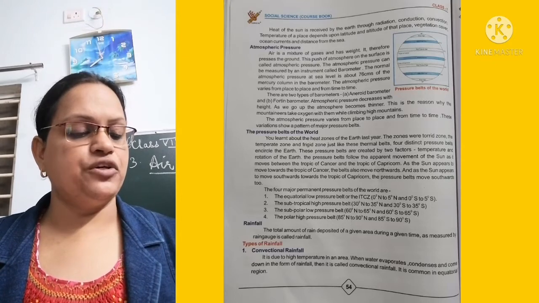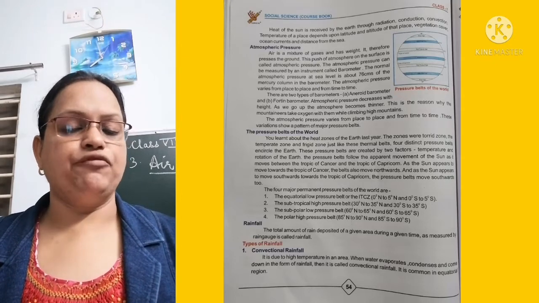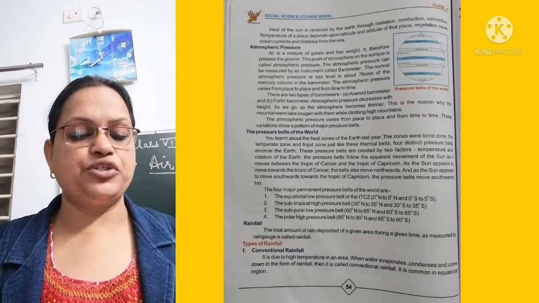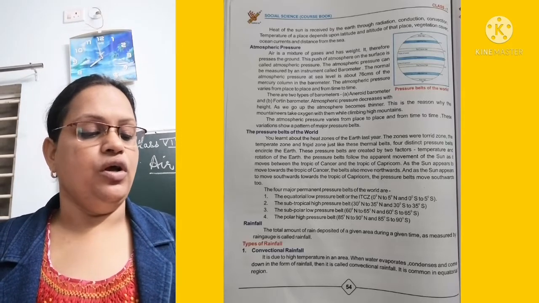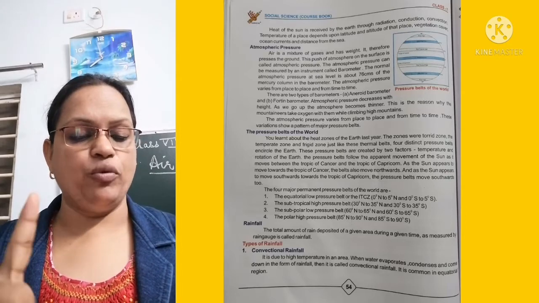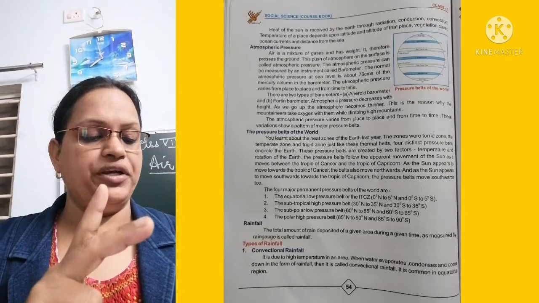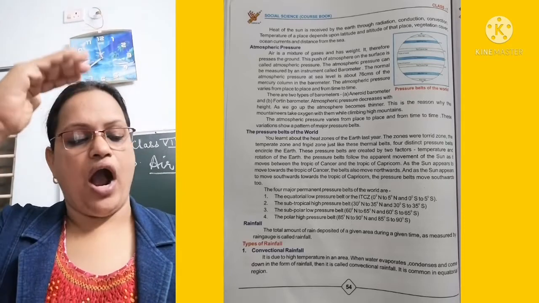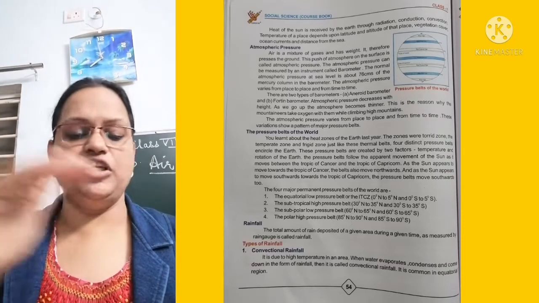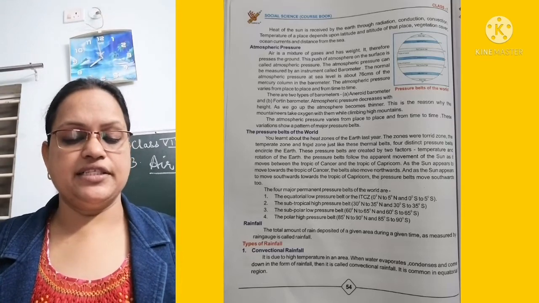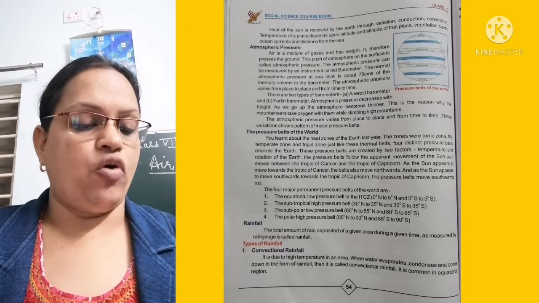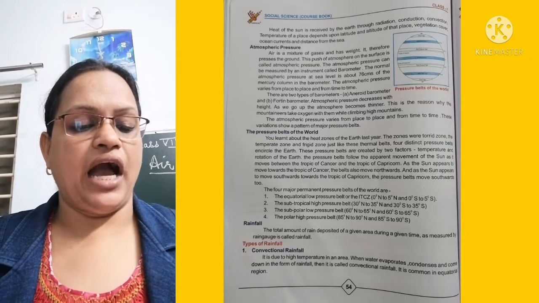The atmospheric pressure varies from place to place and from time to time. Now you can see in the picture they have given the pressure belts of the world, and types of barometer: aneroid barometer, fortin barometer. Atmospheric pressure decreases with the height. As we go up, the atmosphere becomes what? Thinner. This is the reason why mountaineers take what? Oxygen. They carry oxygen with them while climbing high mountains.